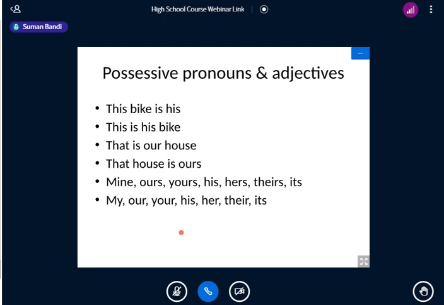So last, you can see the two different lists. The first list is the list of all the possessive pronouns, whereas the second list, my, your, our, his, is the list of adjectives. Okay, so I hope this difference is clear to everybody. We'll move on to the next slide.